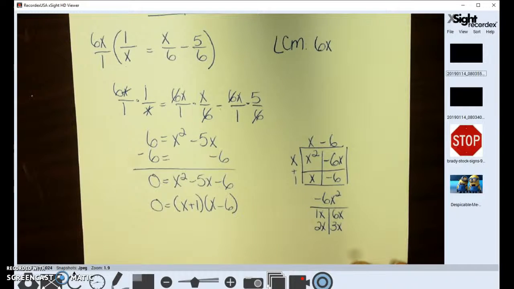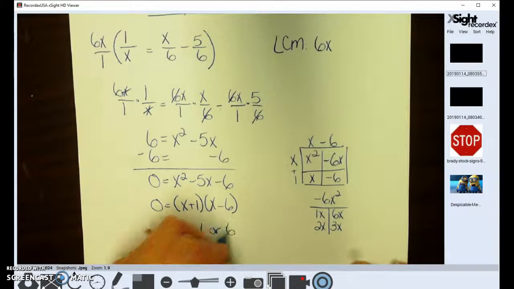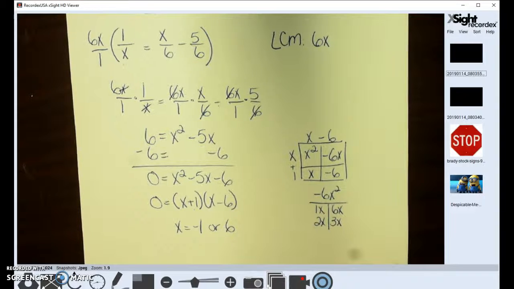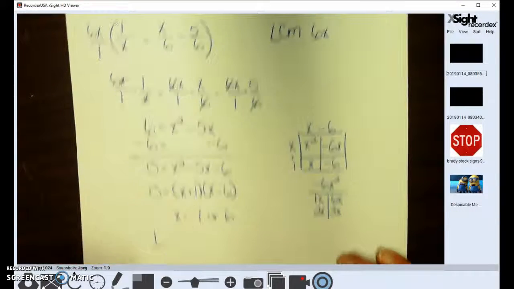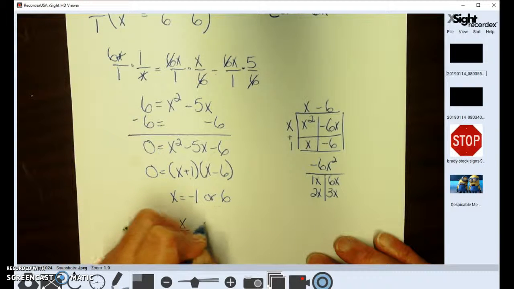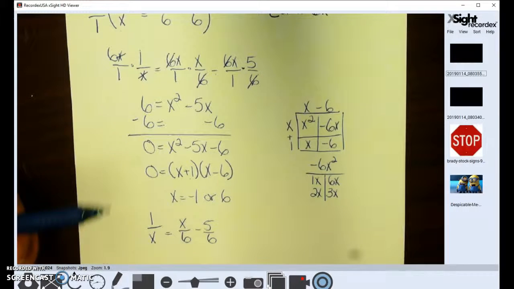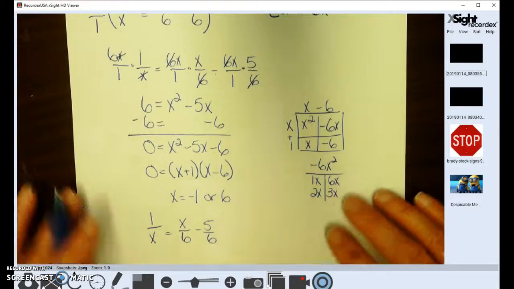So remember now, x equals negative 1 or 6 because it's the value that makes either one of these equal to 0. So the last thing we have to do is just check it in our original equation, which is 1 over x equals x over 6 minus 5 over 6. So let's just think this through. The only way that it would be extraneous is if, well, let's just plug them in and see what happens.